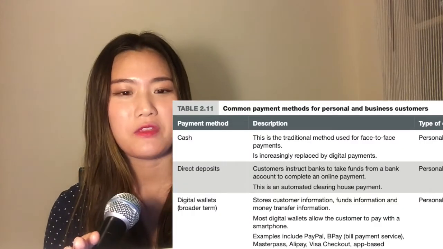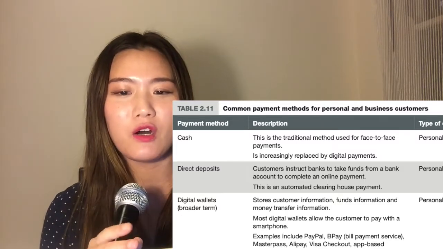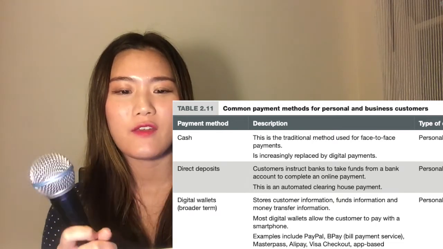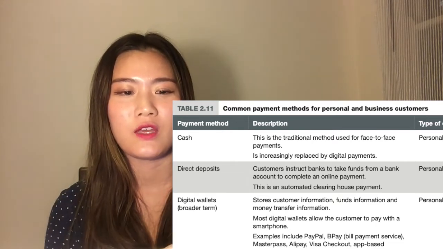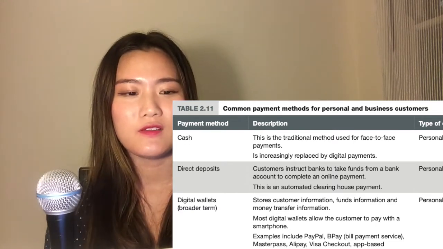So payment systems, something like large value payment systems, process large volumes of high value critical payments. Retail payment systems involve routine purchasing and selling of goods and services. Common payment methods for personal and business consumers: direct deposit is when customers instruct banks to take funds from a bank account to complete an online payment. So this is an automated clearinghouse payment.